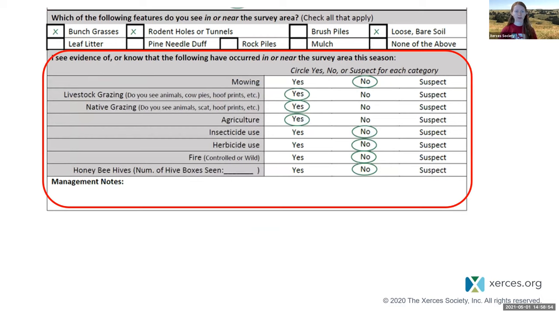And then you're going to take a look at management practices that might be happening in your area. So you're going to circle yes, no, or suspect for each one of these practices. Do you see mowing happening? Do you see domestic grazing? Or do you think there's native grazing? You can look around for animal prints. You can look around for scat. You see honeybees, and then you can take notes if there's something that you want to write down for each of these.